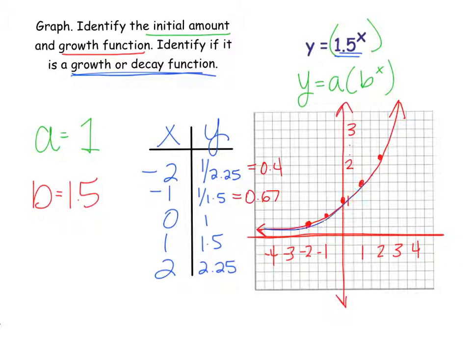It's exponential for sure. It's going upwards, so it is definitely a growth function that I have here. And I knew that because this b was greater than 1, so I was right initially, and my graph looks correct.